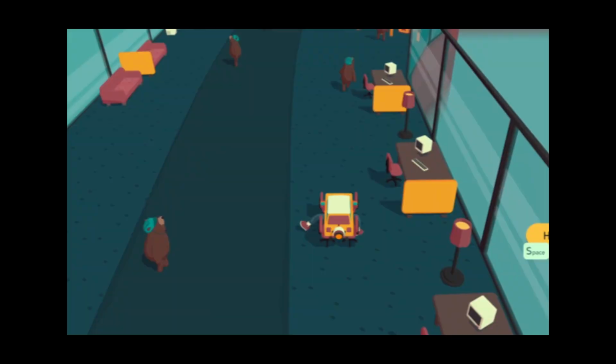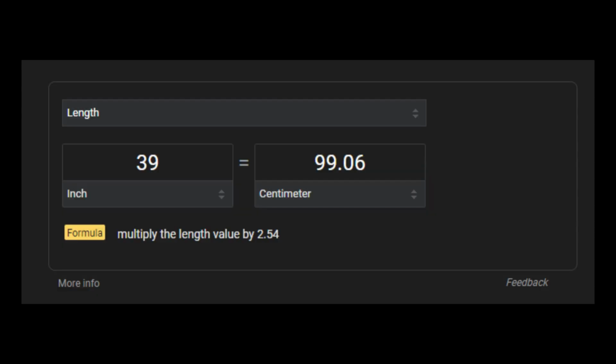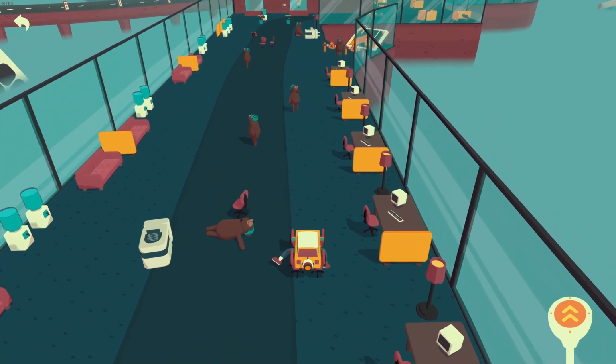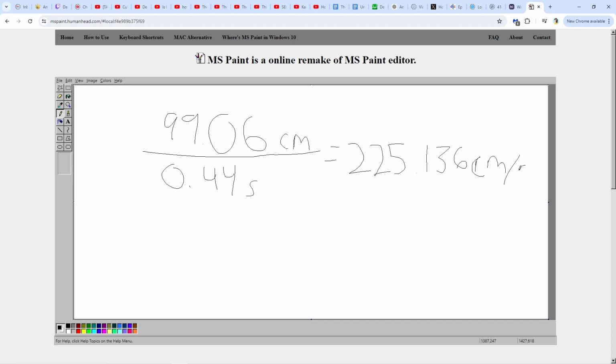Well, we can relate the car's velocity to the other stuff in the office room, such as this desk here. This desk looks to be the one I found online, which conveniently states that the length is 39 inches, or around 99.06 centimeters. It looks like the car passes the length of the desk in 0.44 seconds, so 99.06 centimeters per 0.44 seconds is equivalent to 225.136 centimeters per second, or 2.2516 meters per second.